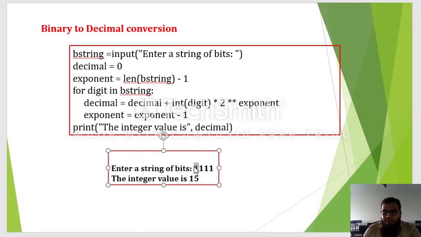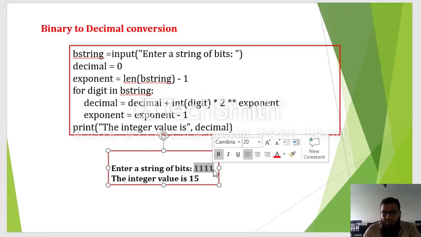If I have 5 numbers, then what does this exponent contain? 2 power 4. Okay. So likewise, I always need to subtract 1 from the original length of the string. You subtract 1 from the original length of the string. Now there are 4 numbers, 1, 1, 1, 1.